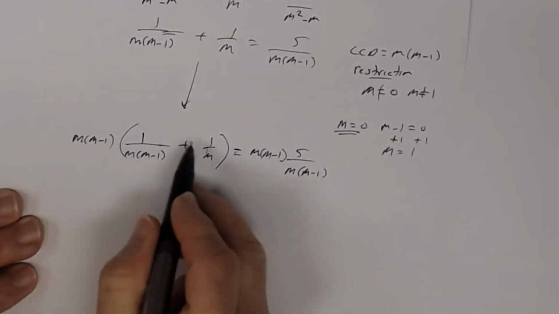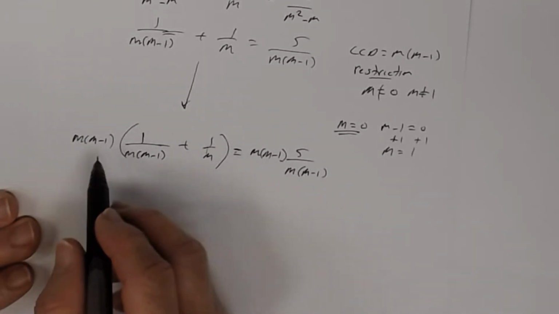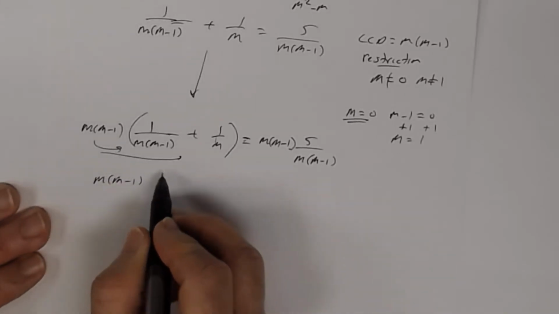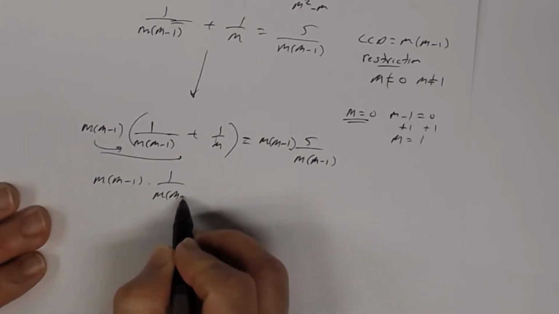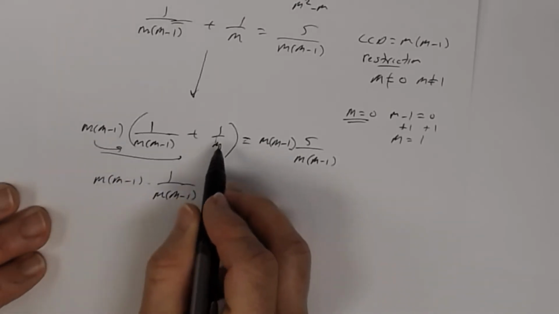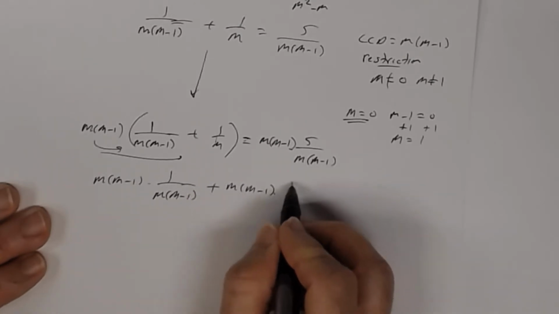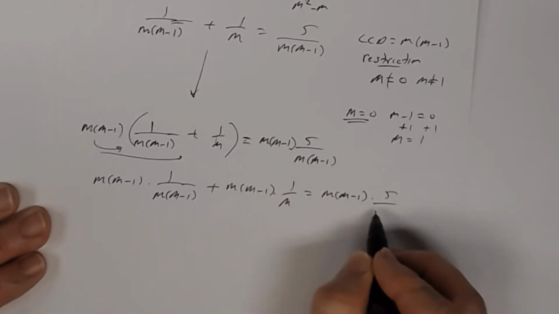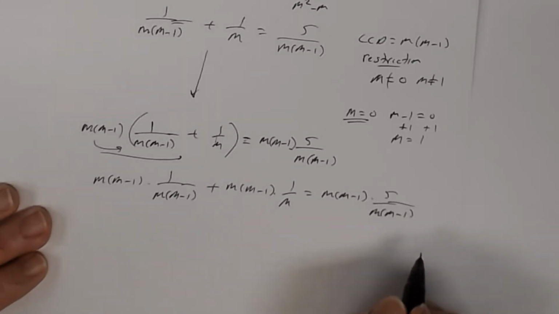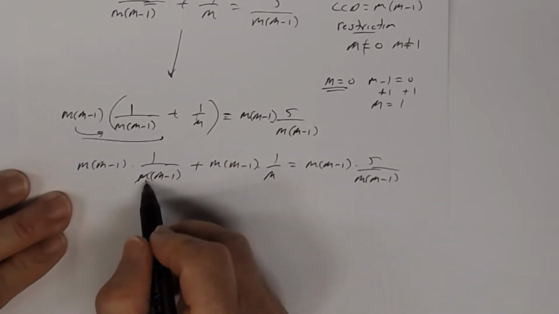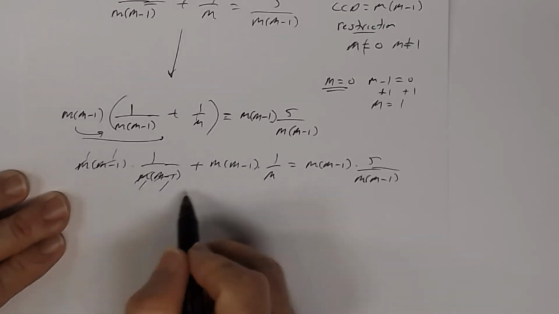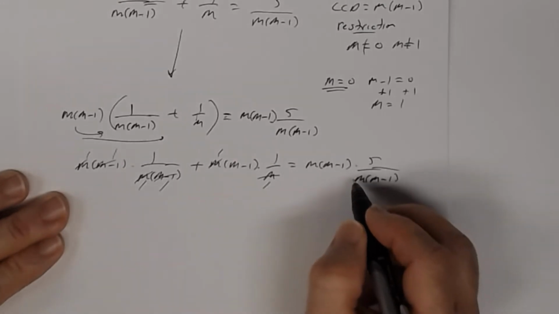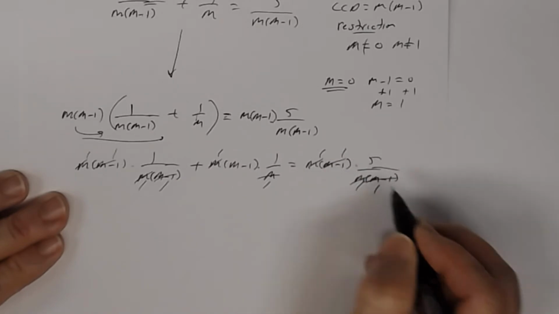Now we're going to clear the grouping symbols, the parentheses, reduce if we can, and so forth. So I'm going to get m times m minus 1 times the first fraction. Just rewrite it like this, plus the LCD times the second fraction, m times m minus 1 times 1 divided by m, equal, and I'm just going to rewrite this over. Now the next step is to reduce any common factor. So notice the m's divide out, the m minus 1's divide out. Over here, only the factors of m divide out. Over here, m's divide out, the factors of m minus 1 divide out.